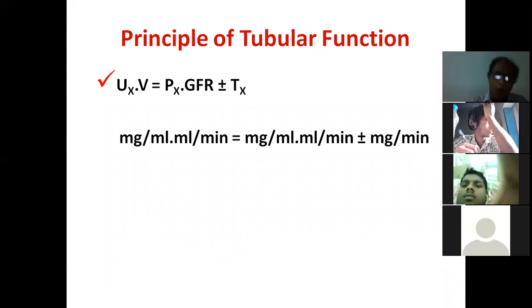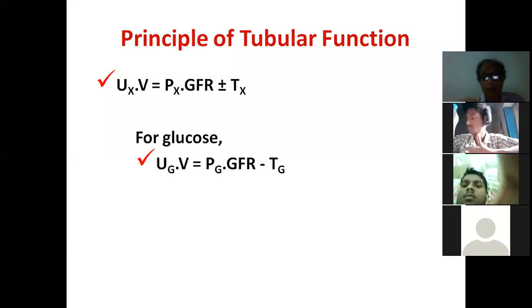So the amount of a substance filtered plus minus the amount of that substance either reabsorbed or secreted or both is equal to the amount of that substance excreted. That is the essence of the nephron equation.